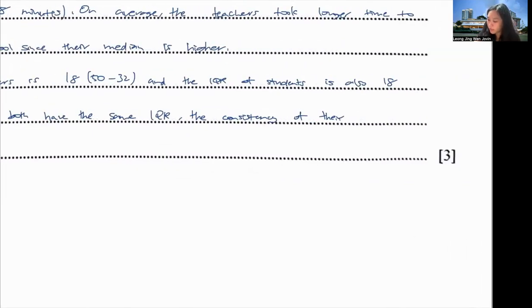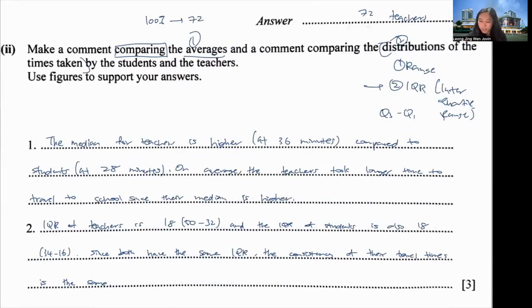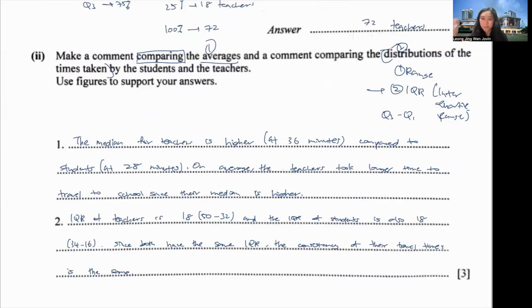Okay, so what does this tell us? This tells us that since both have the same IQR, the consistency of their travel times is the same. Okay, so yeah, so that's all. This is how you compare the distribution of the times taken by the students and the teachers.